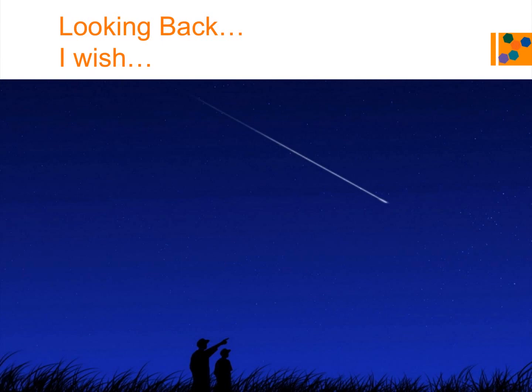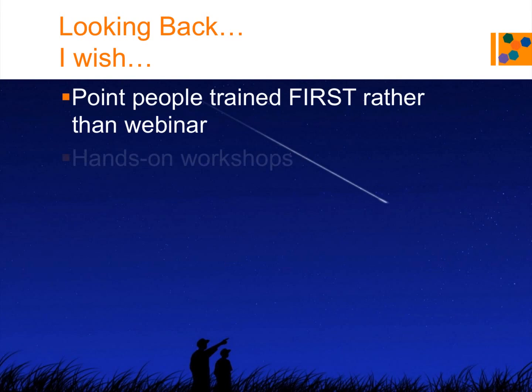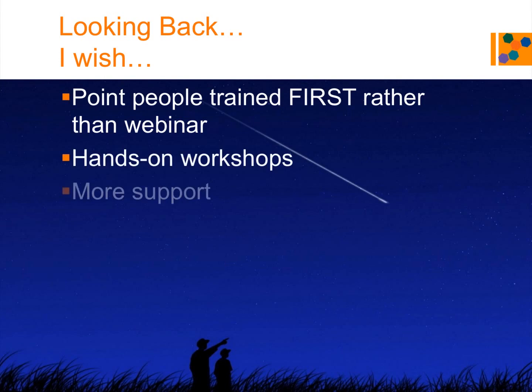And so, kind of just looking back, I wish many things. I wish I were taller, stronger, whatever. I wish I had won the lottery, but those are probably not going to happen. So more importantly, there are certain things that I wish we had done first. First thing is, I wish the point person was trained first. Not through a webinar, but through hands-on workshops.